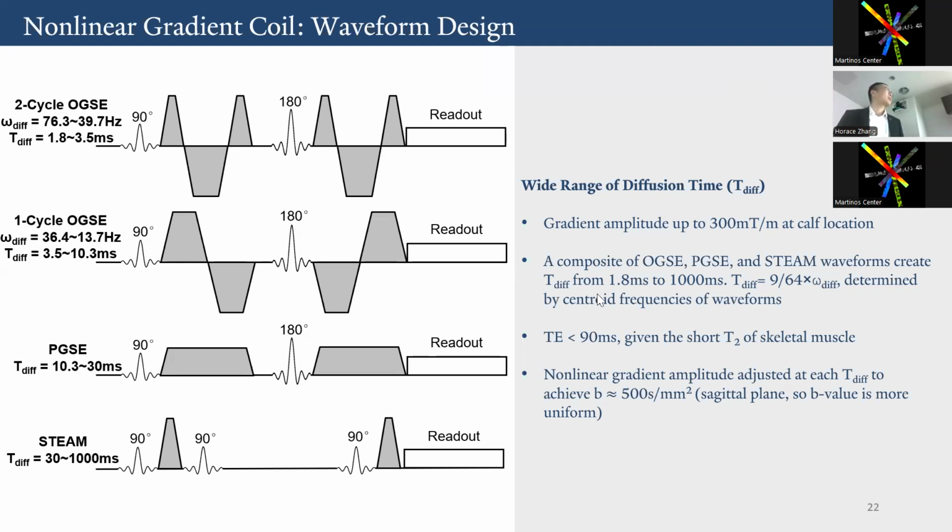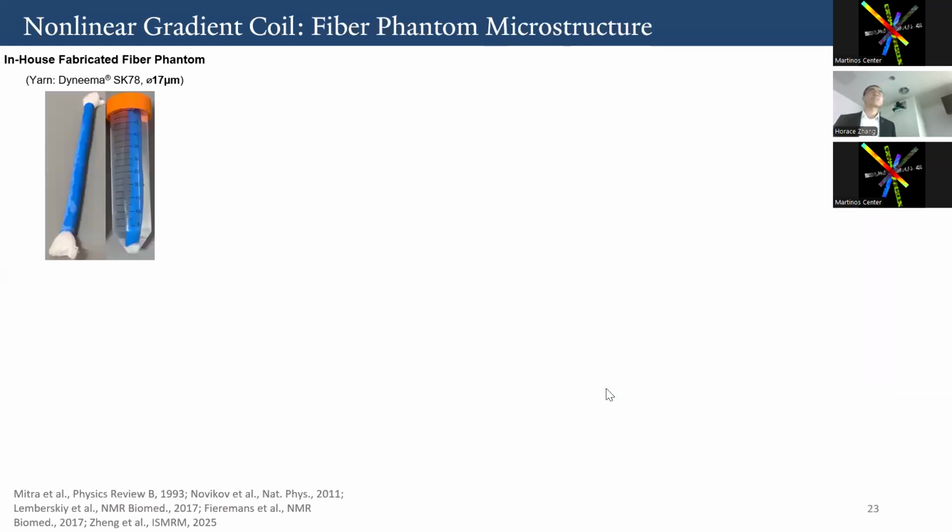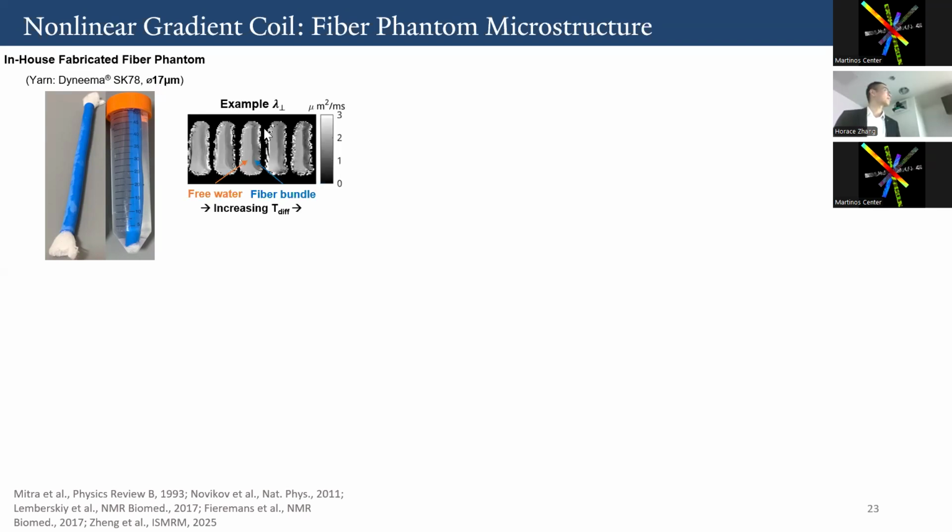And the nonlinear gradient amplitude, which is up to 300 millitesla per meter at calf locations, is adjusted at each diffusion time to achieve a sort of uniform p-value of 500 on the sagittal plane. It's more uniform. So we tested the protocol on the in-house fabricated fiber phantom, and it has a known diameter of 17 micrometers. This is an example map of radial diffusivity.